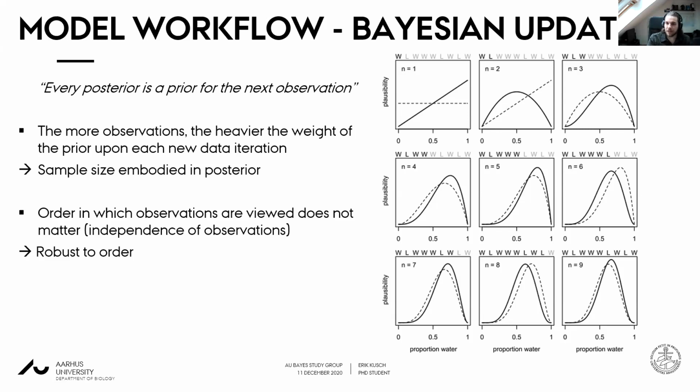And also, something I mentioned earlier when I said you could reorder the different paths in our garden of forking data: the order in which the observations are viewed does not matter, which comes with the assumption of independence of observations, which may not be true, but that is then down to you to evaluate your model and critique it. So this is robust to order, as long as we can actually infer independence of the observations here.